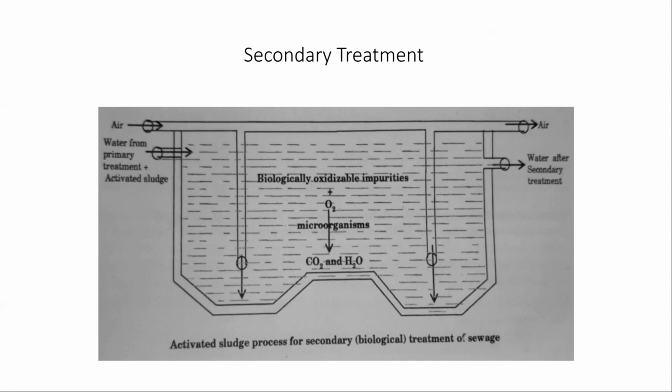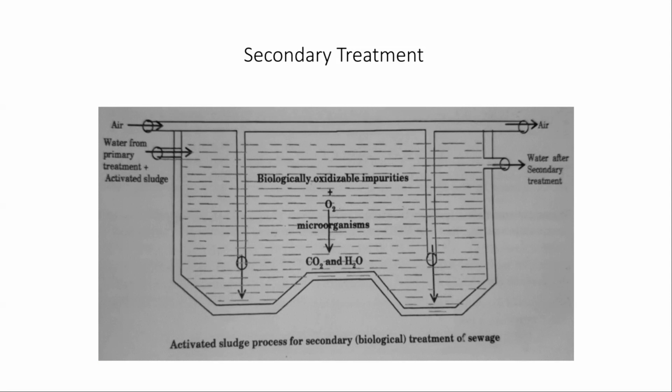Here it is aerated vigorously in order to bring about good contact between the organic waste and bacteria. Under aerobic condition, the oxidation of the organic matter occurs. That is, the microorganisms oxidize the biologically oxidizable impurities into carbon dioxide and water. The effluent, along with sludge, is then sent to a settling tank where the sludge settles down.